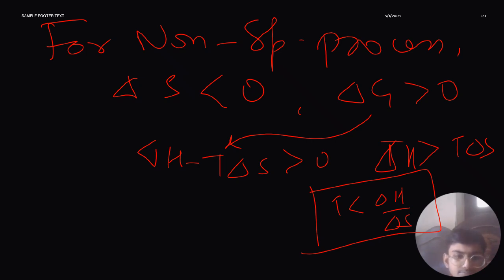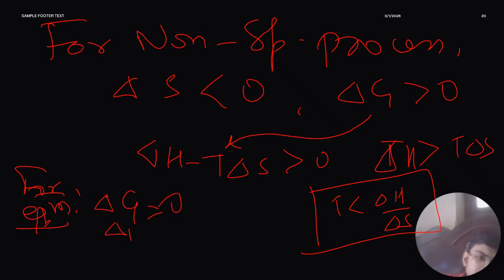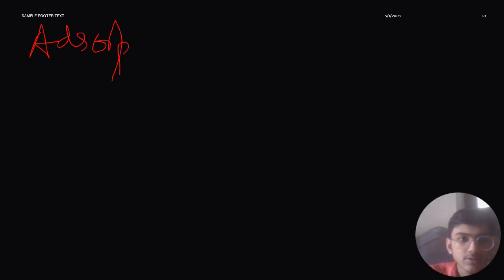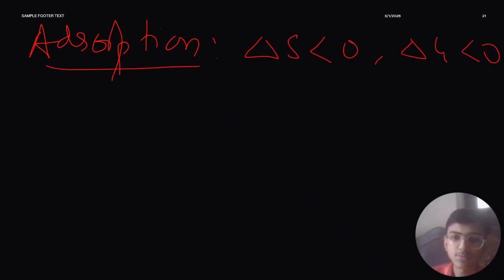Now for equilibrium, what happens actually? For equilibrium, delta G is 0, so delta H is equal to T delta S. Temperature is given by delta H by delta S. These are very important results which you must remember. So this was our concept of Gibbs free energy, and entropy, for the spontaneity of a reaction. Now one more thing is the process of adsorption. Here delta S is less than 0 and delta G is also less than 0. So as a special case you may remember this.